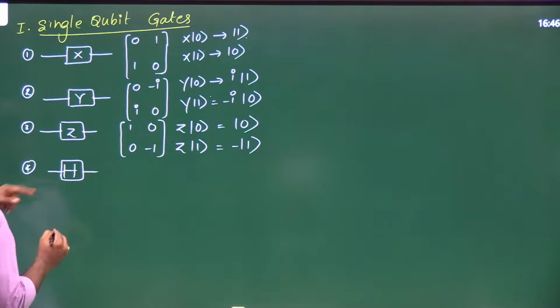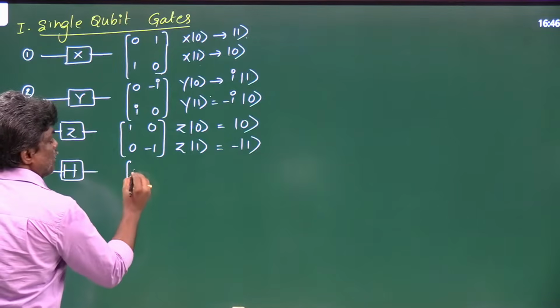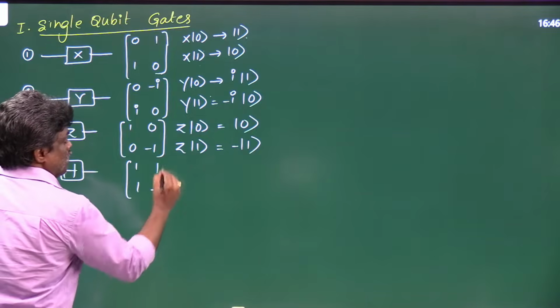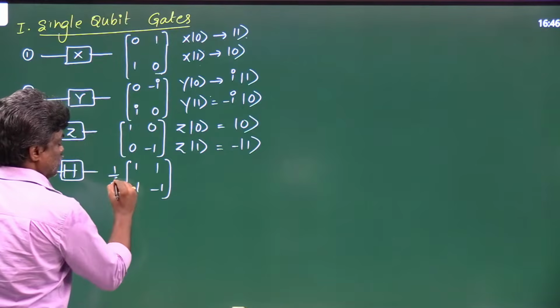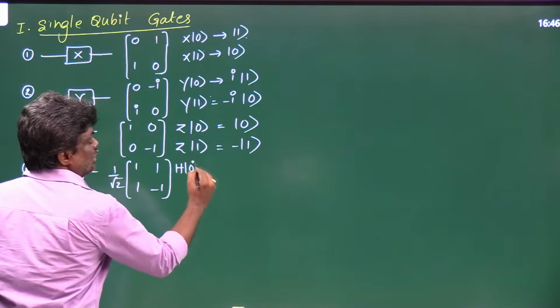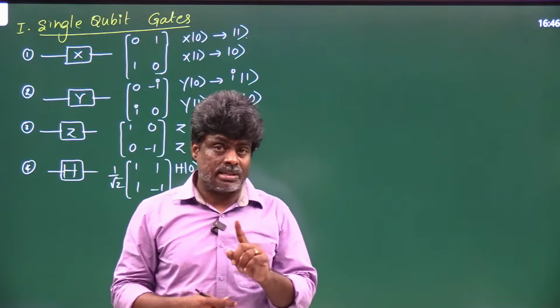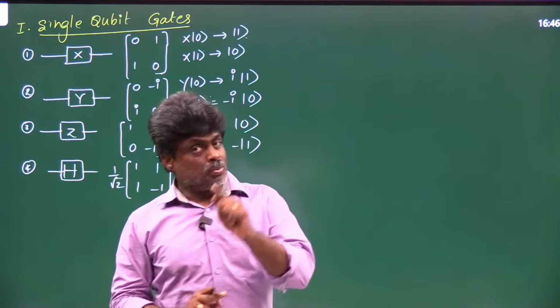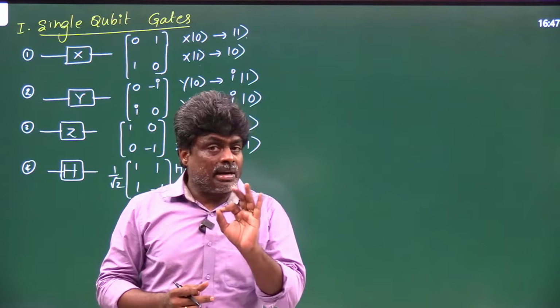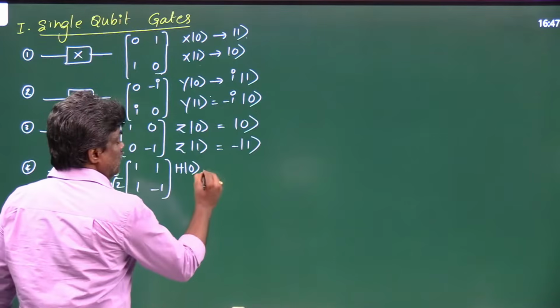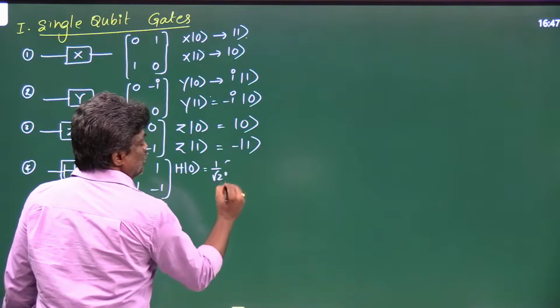Next, fourth one, Hadamard. This is the representation of the Hadamard gate. And what is the operator? 1 1 1 minus 1, times 1 by root 2. So Hadamard will give you the linear superposition, not a Bell state. Bell state is also a superposition state, but the Hadamard gate will give you simply a superposition state. That is 1 by root 2.